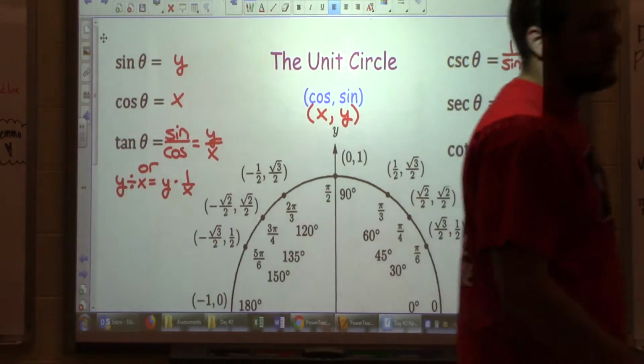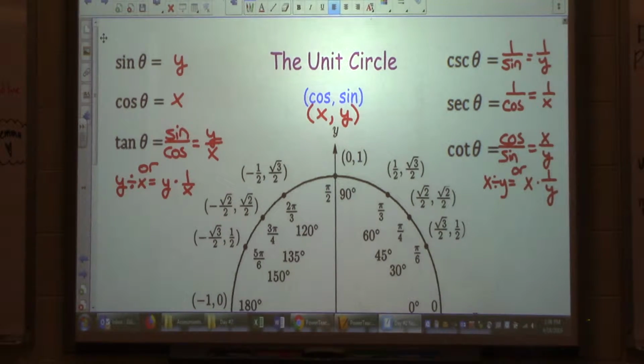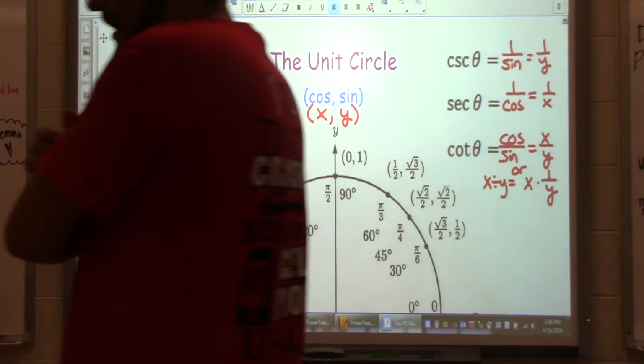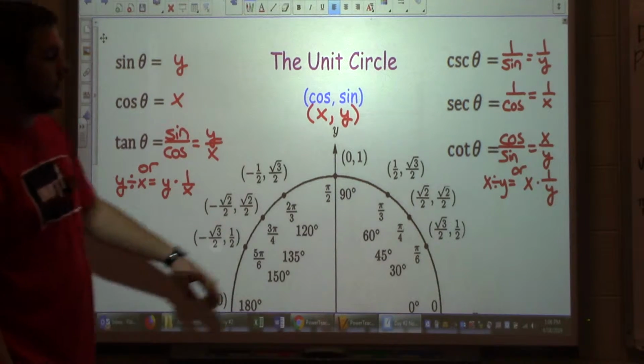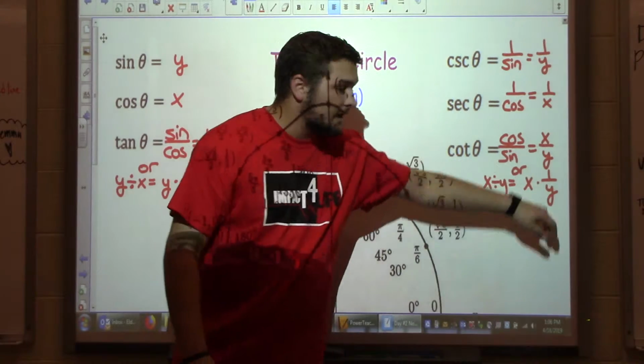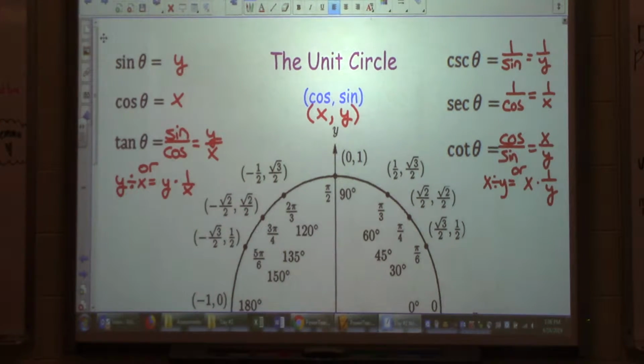Cosecant is the same as 1 over sine, so it would be 1 over y. Secant is the same as 1 over cosine, so it would be 1 over x. And cotangent is the same as cosine over sine, which is x over y, or x divided by y, or x times 1 over y. So anything in red you can have written on your unit circle. Do we have any questions about that?